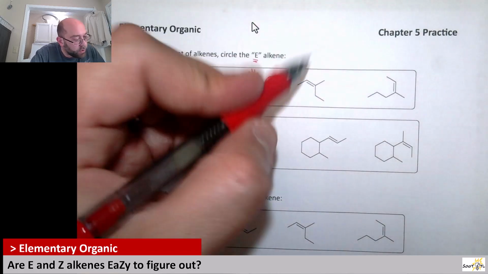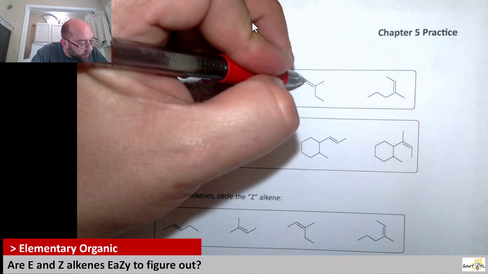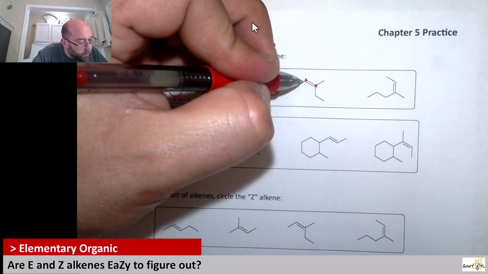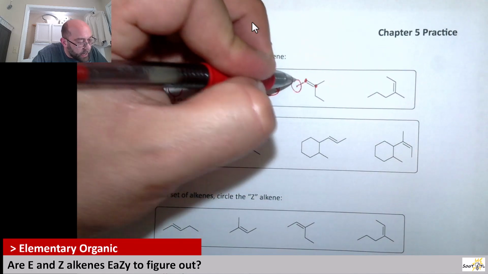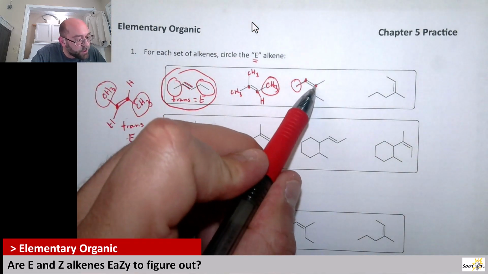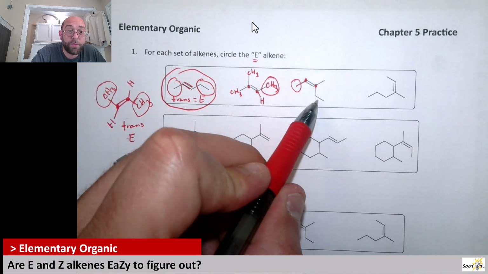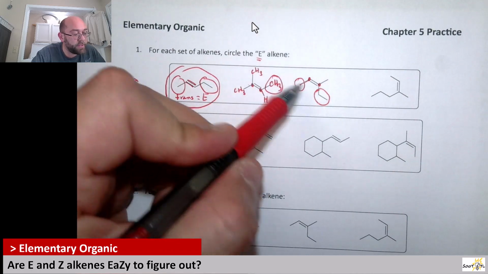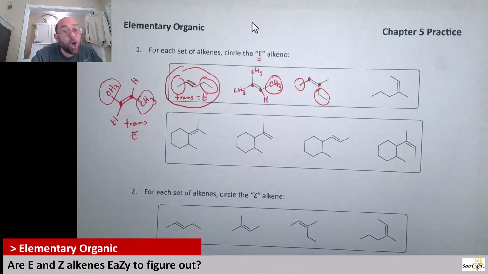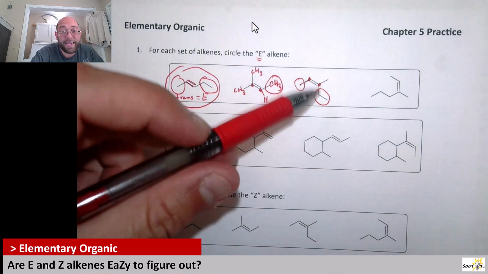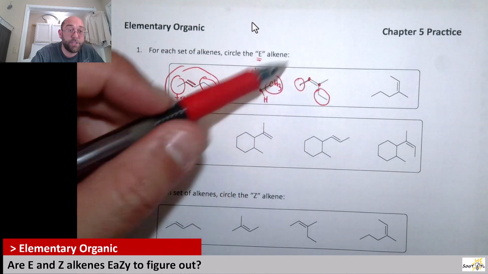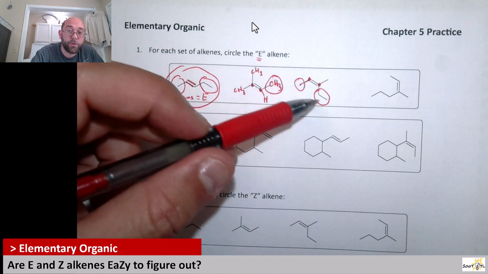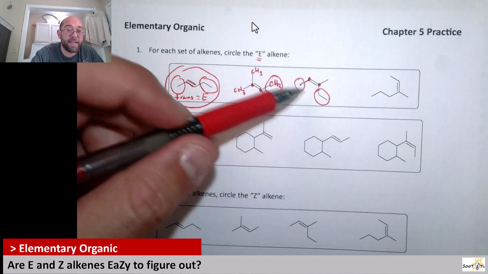Now we look at this guy right here, and we've got the methyl group on this carbon, so that's the higher priority group. Then over here on this carbon, we're comparing a methyl and an ethyl. If you recall, the ethyl is the higher priority group. What you can see is both of these groups are on the same side, so that's not an E. This is tri-substituted, but the two higher priority groups are on the same side of the double bond, so this is actually a Z, not an E.